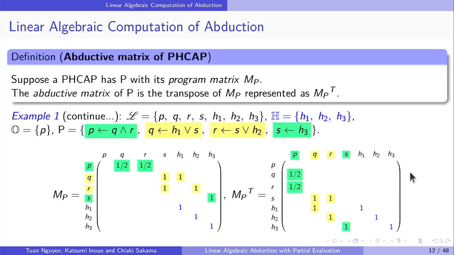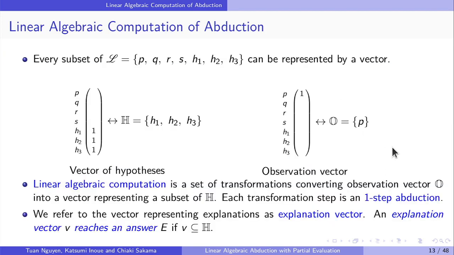So we also define an abductive matrix. It's simply the transpose of the program matrix. So we take the program matrix here and we transpose it. We obtain the abductive matrix. And for every subset of the set of the propositional variables here, we can represent it by a vector. So for example, this is a vector of hypothesis. For each element that appears in the set, we set 1. And similarly, we have the observation vector here.